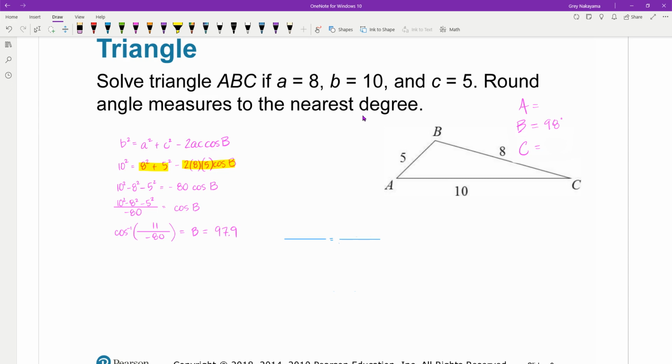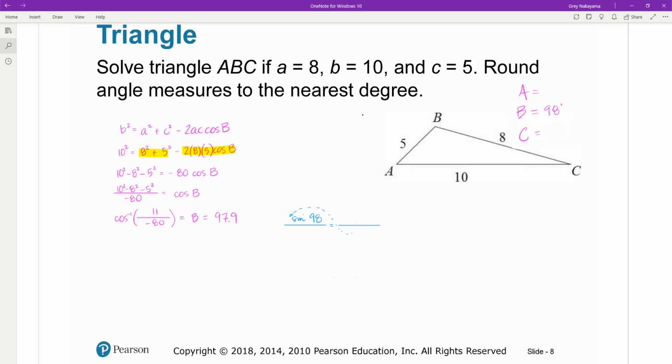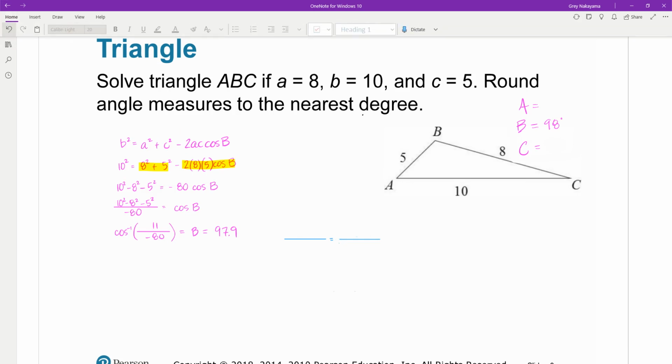I know I'm looking for the angle again, so it's going to be on top. And I knew that was going to happen. I wasn't paying attention. I did that before. Okay. Sine of 98 over 10. And y'all, you really probably should be using 97.9 right there. So be careful of that. Equals the sine of A over 8.